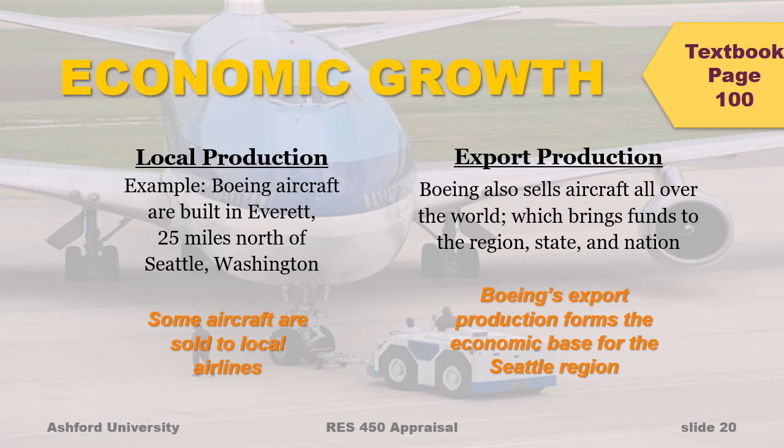Economic growth affects the value of neighborhoods, cities, and entire regions. As an example, Boeing aircraft are built in Everett, 25 miles north of Seattle, Washington. This is an example of local production because some aircraft are sold to local airlines. Boeing also sells aircraft all over the world, which brings funds to the region, state, and nation through export production. Boeing's export production forms the economic base for the Seattle region.